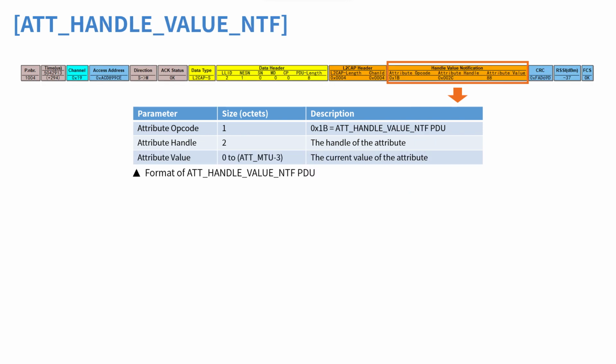A server can send a notification of an attribute's value at any time. The attribute handle should be set to a valid handle. The attribute value should be set to the current value of attribute identified by the attribute handle. If the attribute value is longer than ATT MTU-3 octets, then only the first ATT MTU-3 octets of this attribute's value can be sent in a notification. If the attribute handle or the attribute value is invalid, then this notification should be ignored upon reception.